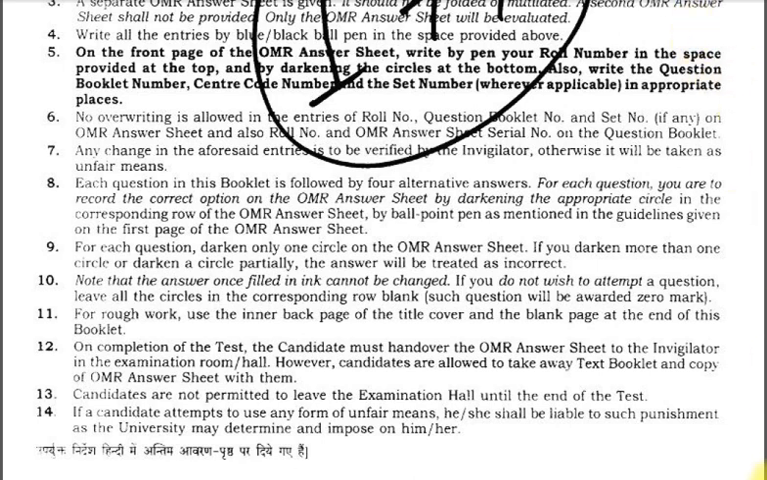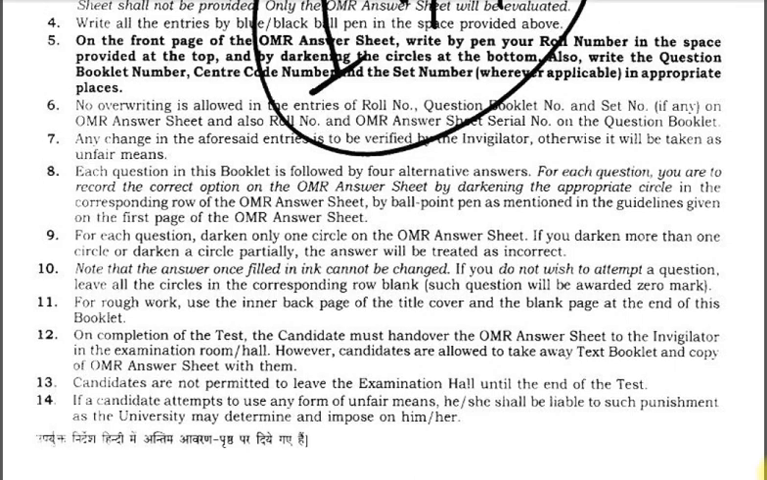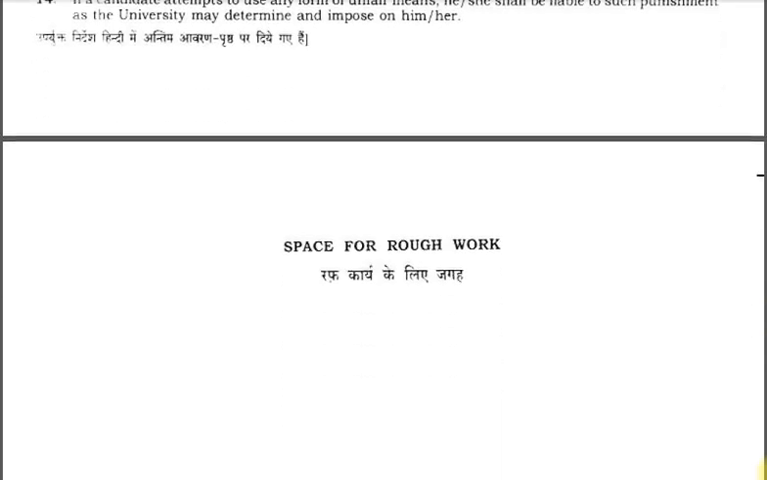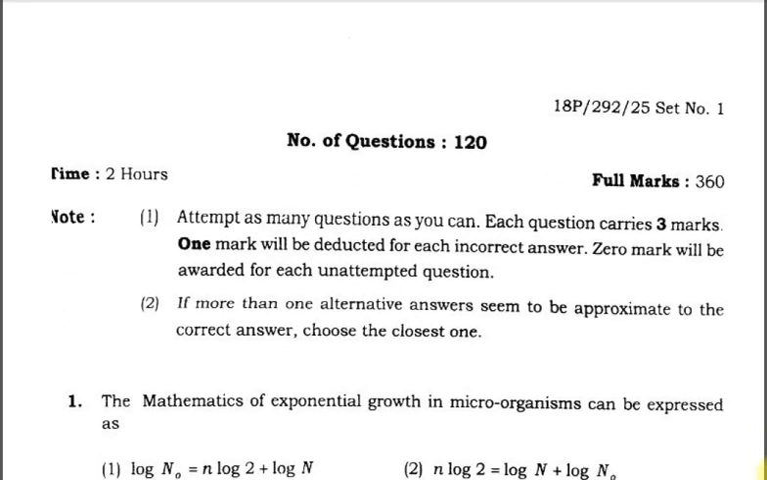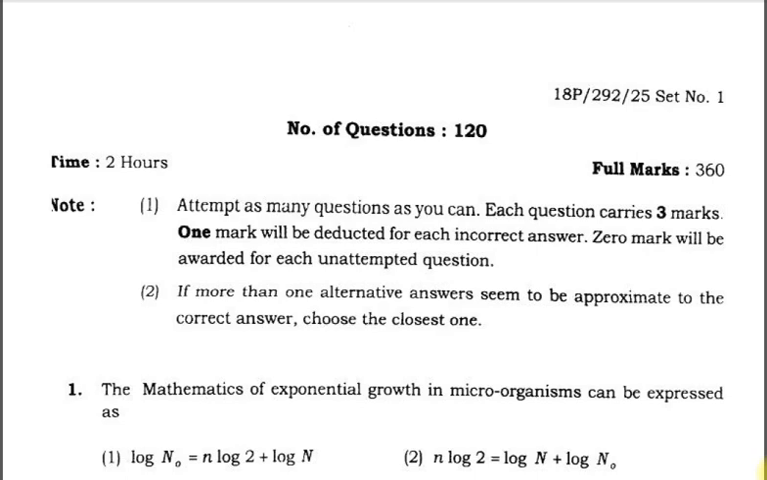So now let's start with this BHU question paper of 2018. This question paper had 120 questions. In this video, you will get the first 60 questions. In the second part, I will discuss the next 60 questions. So question number 1 to 60 in this video, and question number 61 to 120 in the next video.